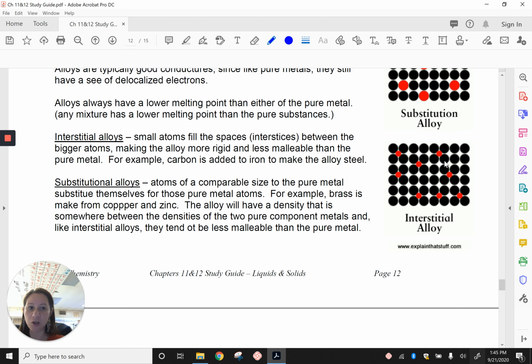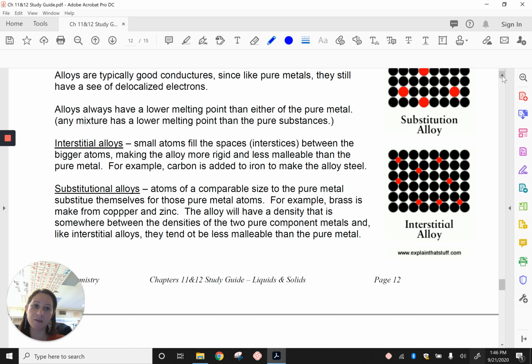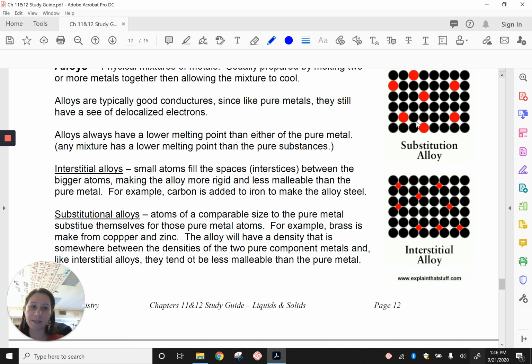So again, steel would be an example of the interstitial here. Substitution alloys, from their name, you substitute. So your particles are about the same size. You're just substituting some atoms for another type of atom.